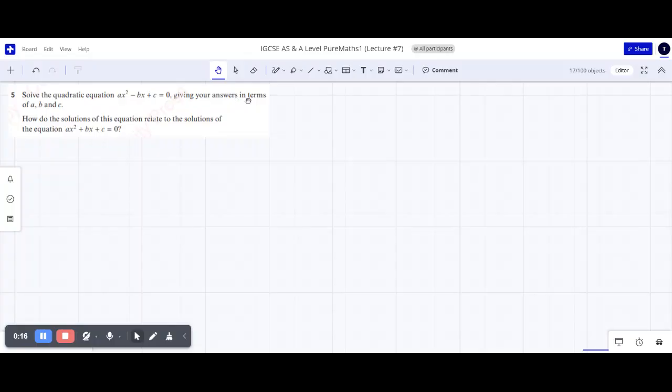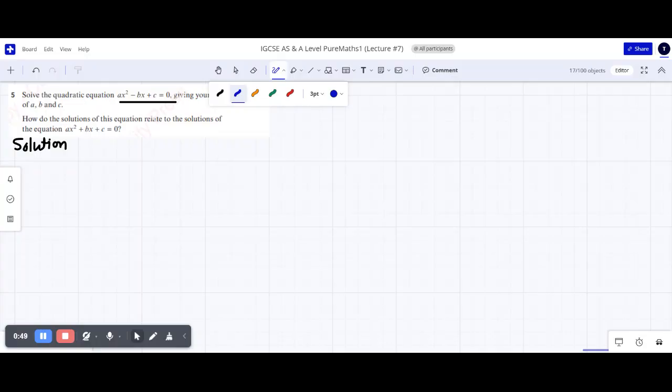Exercise 1C, question number 5: solve the quadratic equation ax squared minus bx plus c equals 0, giving your answer in terms of a, b, and c. Then, how do the solutions of this equation relate to the solution of the equation ax squared plus bx plus c equals 0? Now for the solution, first we will do the first part, which means we will solve the quadratic equation ax squared minus bx plus c equals 0.